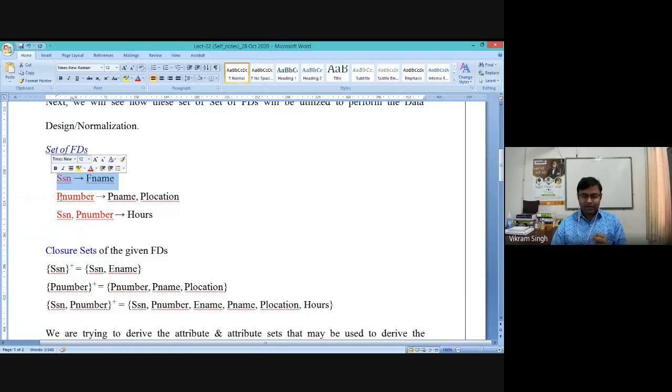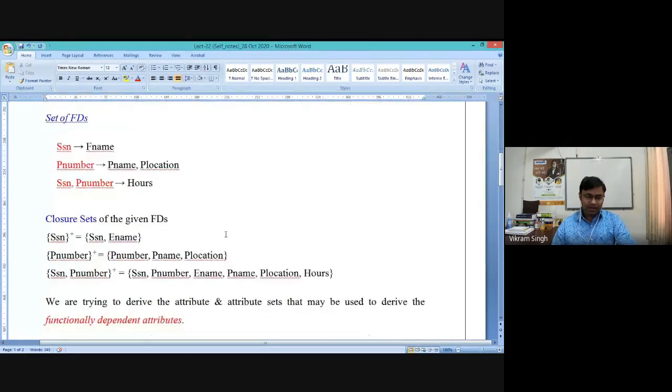Similarly, if you have the values of project number, P number, we can access the project name and project location, right? So these are the two possible attributes which we can access by using the value of project number. Next thing is SSN and P number. If these values for SSN and P number are given to you, what are the different attributes you can access?